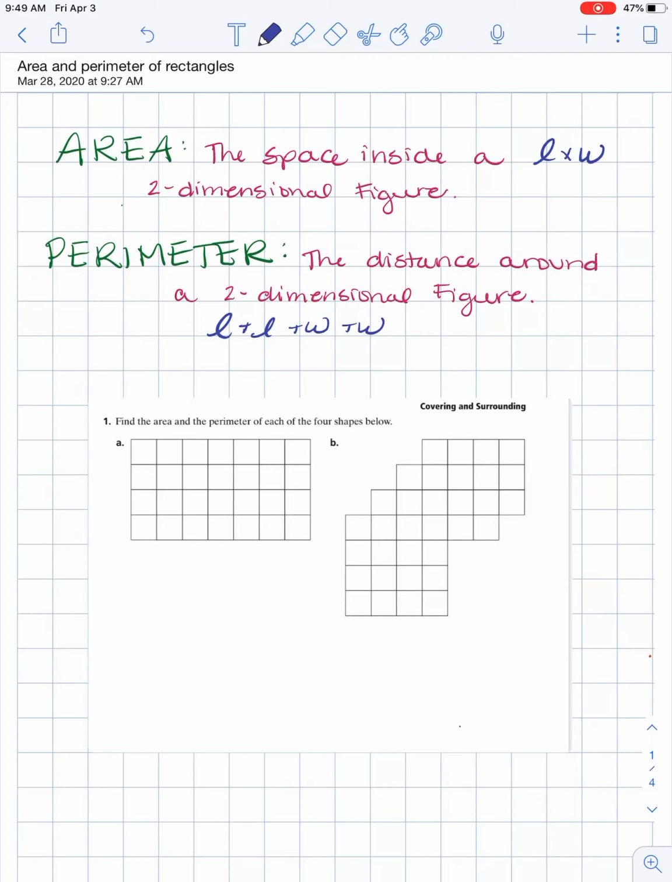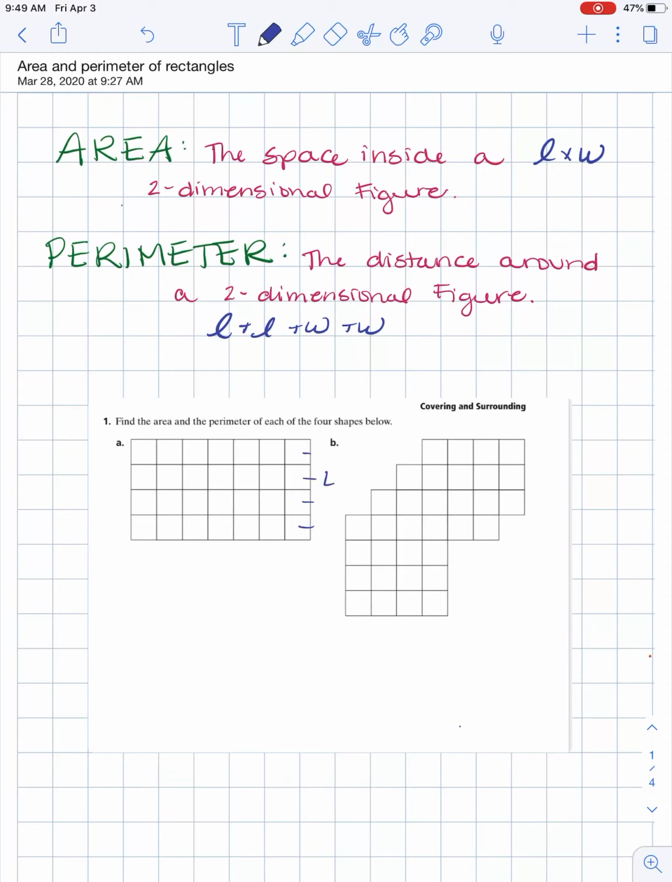So this says find the perimeter of each of the four shapes below. I've only given you two of them. There are no labels here. However, I can see that they're broken into even squares, right? So we're going to be talking about these two shapes in terms of square units. So to find the area for the first one, let's go ahead and do a little counting.